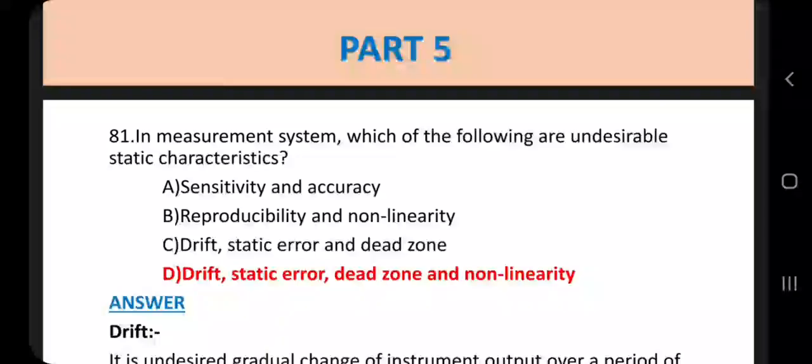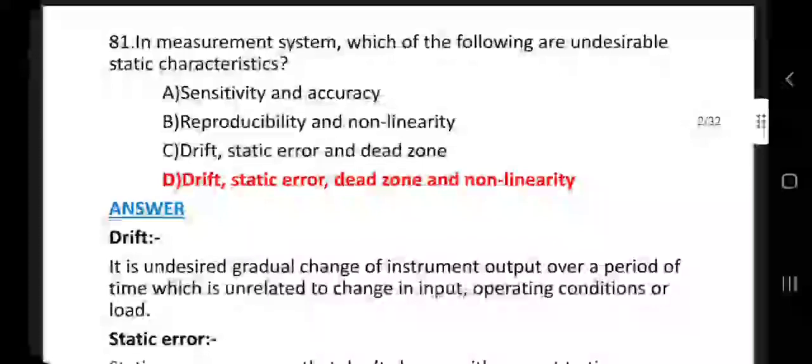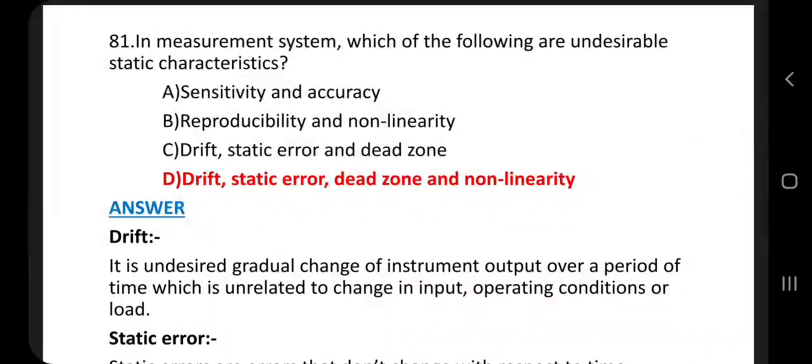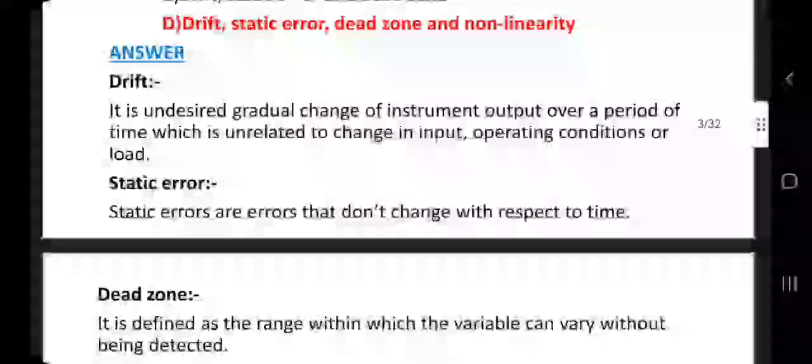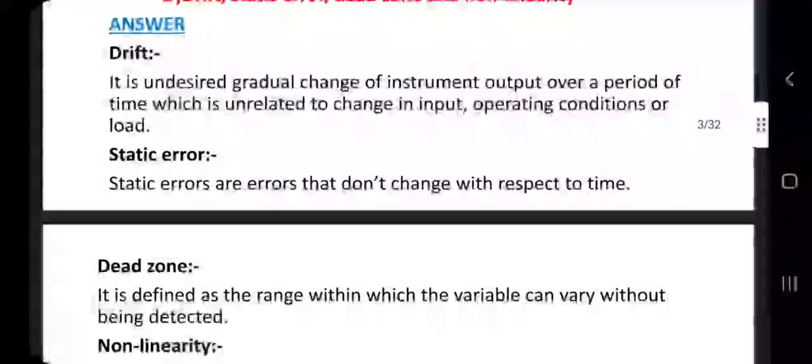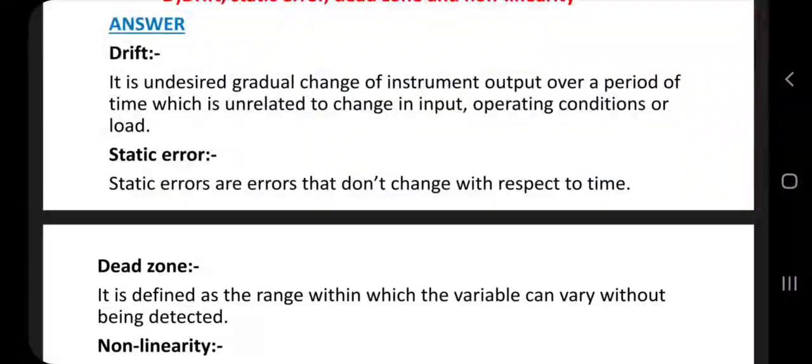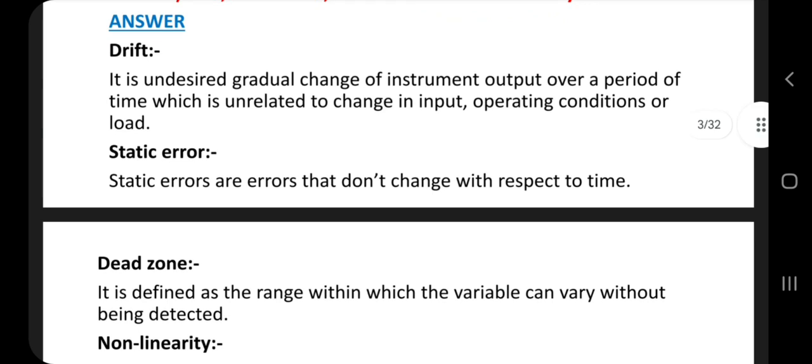So consider question number 81. In measurement system, which of the following are undesirable static characteristics? Answer is option D: drift, static error, dead zone and non-linearity. Just look, what is drift? It is undesired gradual change of instrument output over a period of time which is unrelated to change in input, operating conditions or load. What is static error?